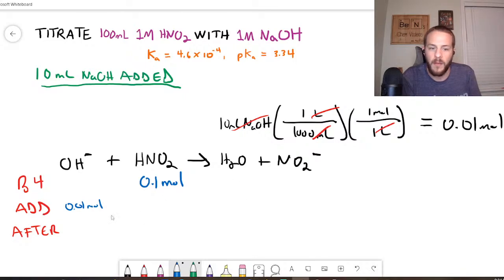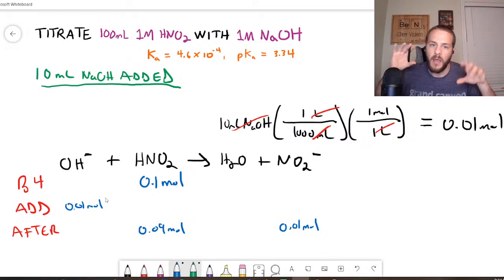So after the addition is complete, the amount in moles of HNO2 is going to decrease by 0.01, and we're left with 0.09 moles of HNO2. Over here, we're going to end up with 0.01 moles of NO2 minus, right? The added hydroxide is converting a specific stoichiometric amount, in this case 0.01 moles of the HNO2, to NO2 minus. So now we have the amount in moles of HNO2 and its conjugate base.